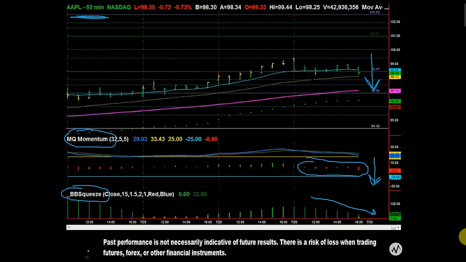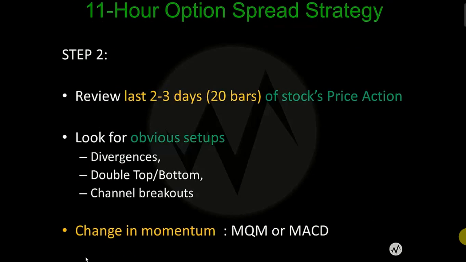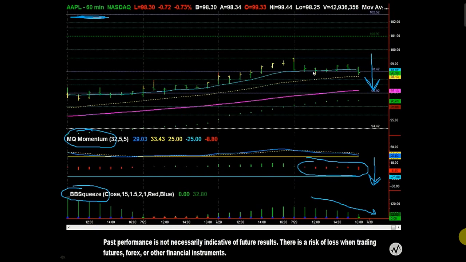Okay? All right, the next step, and I kind of did part of it, I'm looking at the last 2 to 3 days, 20 bars. Again, this is the 60-minute. That's exactly what we looked at here. Okay, 60-minute. You can count, but here, this is 2 days. Here's 3 days. All right? You can see it moved up. Now it's moving down. I want to know what it's done and what it's doing now.